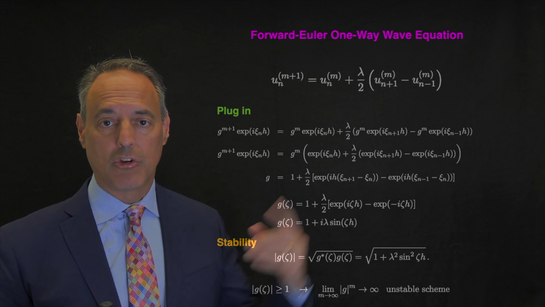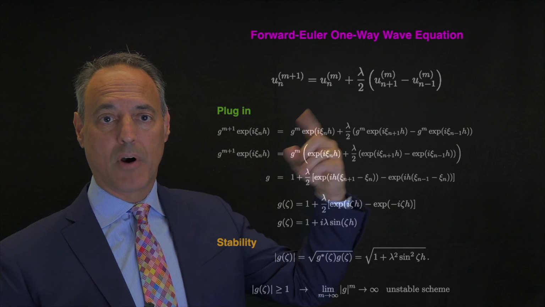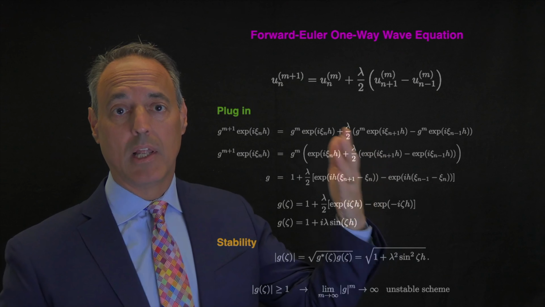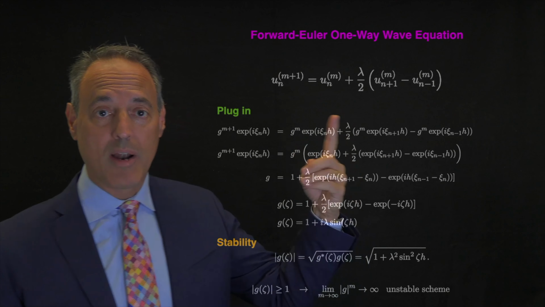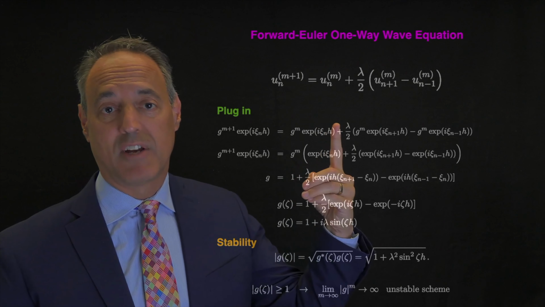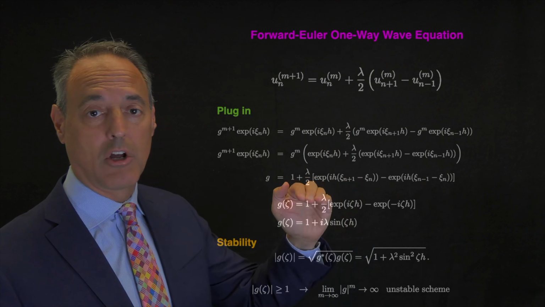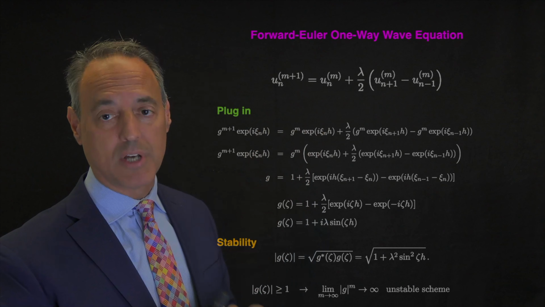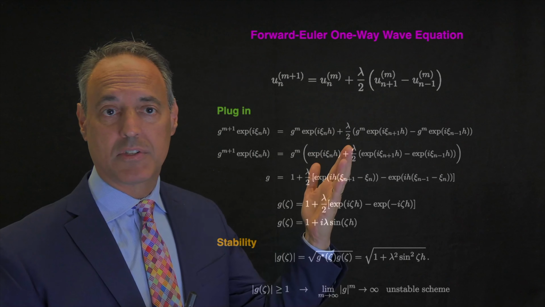There's nothing you can do to this scheme to make this stable. You march this forward, the solution will blow up. Later, we're going to actually program this up, and we're going to show you that it does, in fact, exactly that. You start marching along, your solution blows up on you. And it's right there in the scheme.